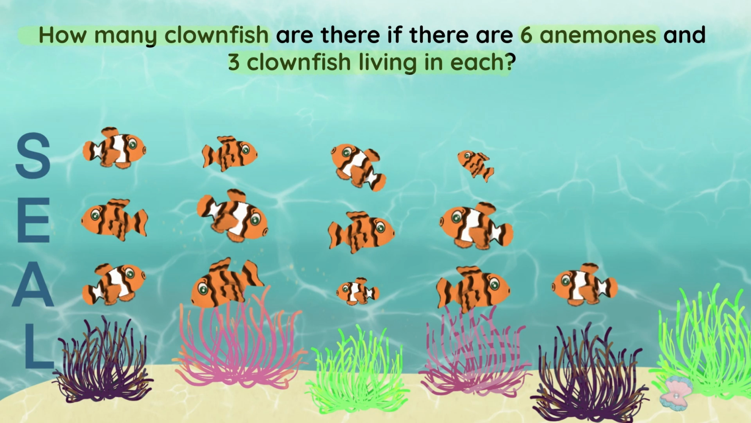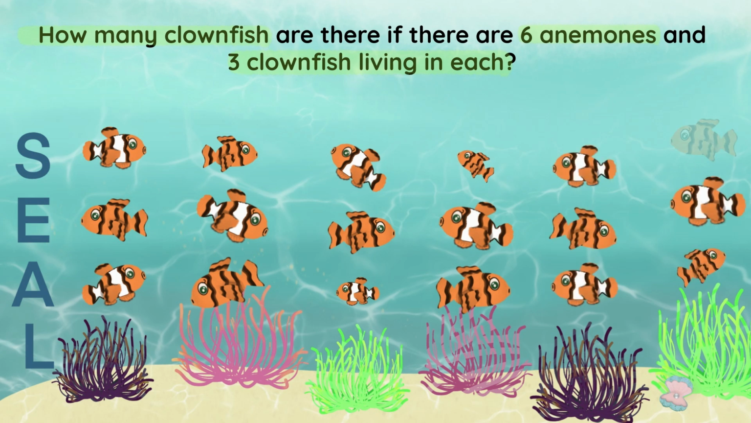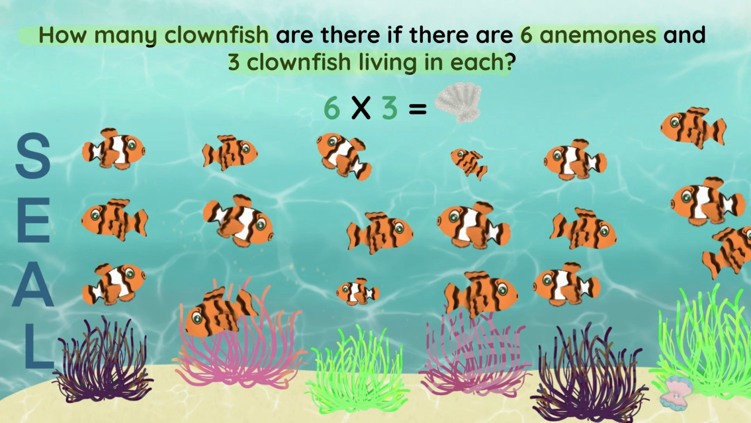Equal groups of 3 tells me that this is a multiplication equation. 6 times 3 equals the total number of fish. There are 18 fish total.